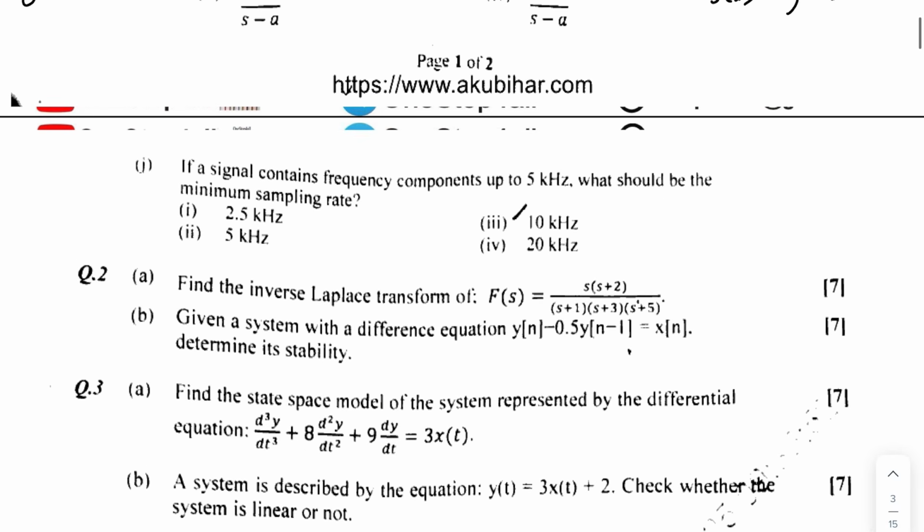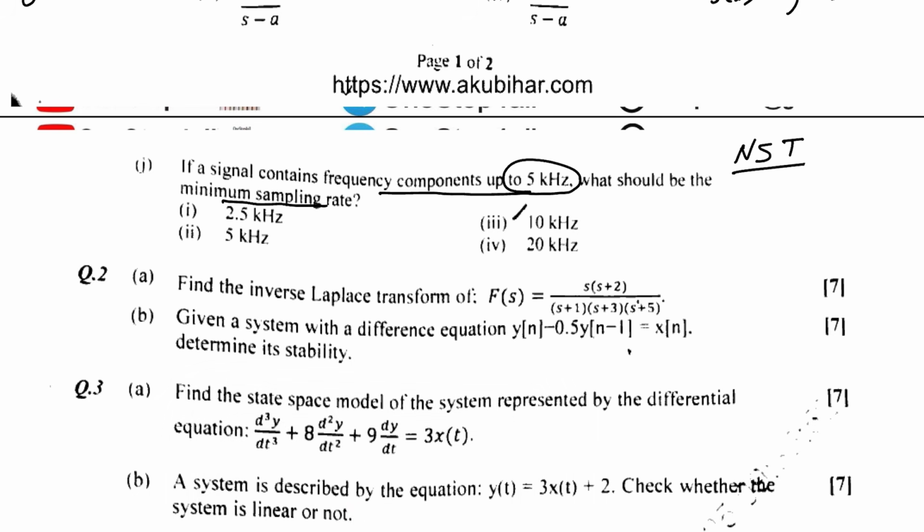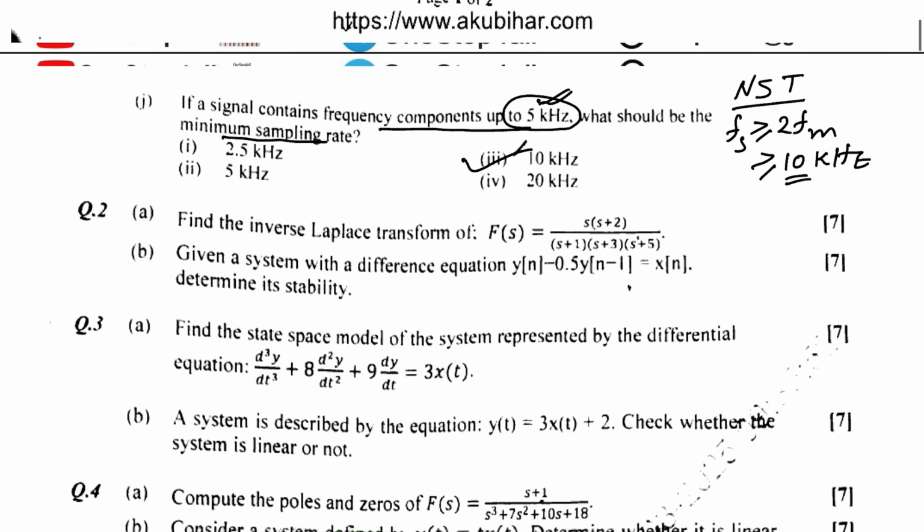If a signal frequency component of 5 kilohertz is present, what should be the minimum sampling frequency? We know from the Nyquist sampling theorem that the sampling frequency f_s must be greater than 2 times f_m, where f_m is 5 kilohertz. So it will be greater than 10 kilohertz, so the minimum will be 10. So option number 3 will be your correct answer. This is the solution for all the objective questions, which are part of question number 1.